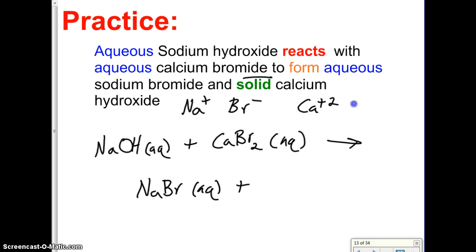So I'm going to get rid of the bromide here. OH minus, cross and swap here, and we're going to get Ca(OH)2, with parentheses around the OH this time. You will need them with a 2 on the outside of it. And of course, this is a solid. So there is our skeletal equation.